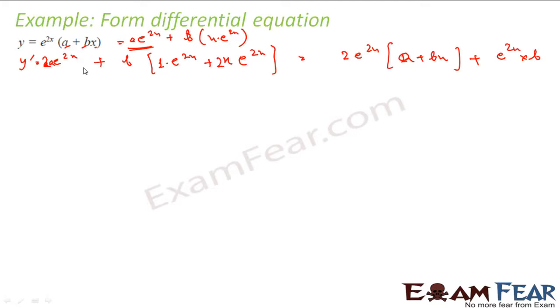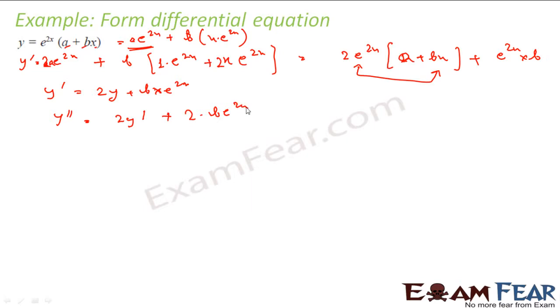Now I have to find y double dash also. Correct? So let's find y double dash. Or if you want to make your life simple, you observe that this whole guy is y itself. So you need not differentiate once again. So this becomes 2y plus b into e to the power 2x. Now if you double differentiate, that becomes 2y dash plus 2 into b e to the power 2x.